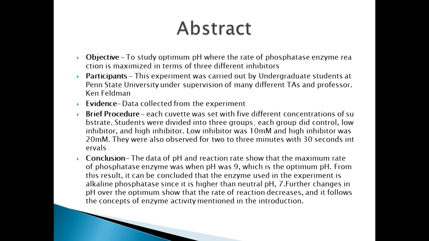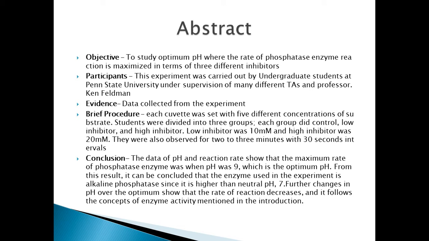Abstract. The objective is to study the optimum pH where the rate of phosphatase enzyme reaction is maximized in terms of 3 different inhibitors. Participants. This experiment was carried out by undergraduate students at Penn State University under supervision of many different TAs and Professor Ken Feldman. The evidence data was collected from the experiment.